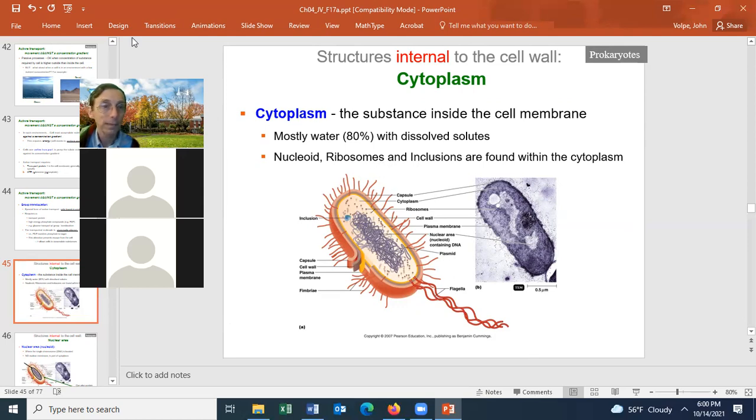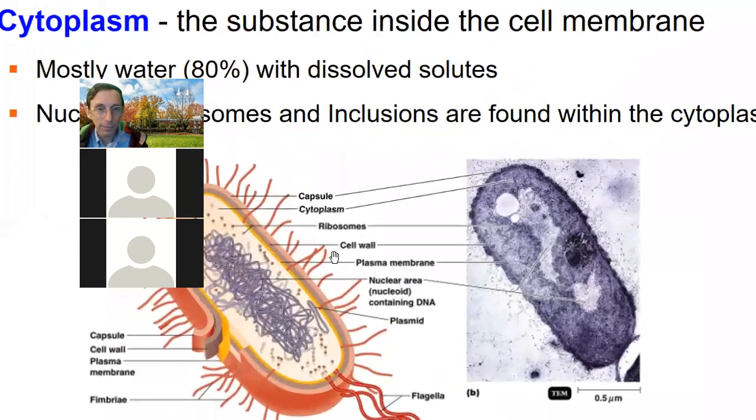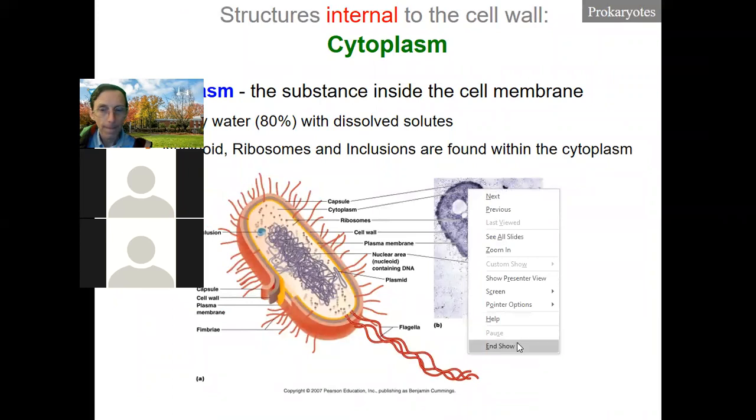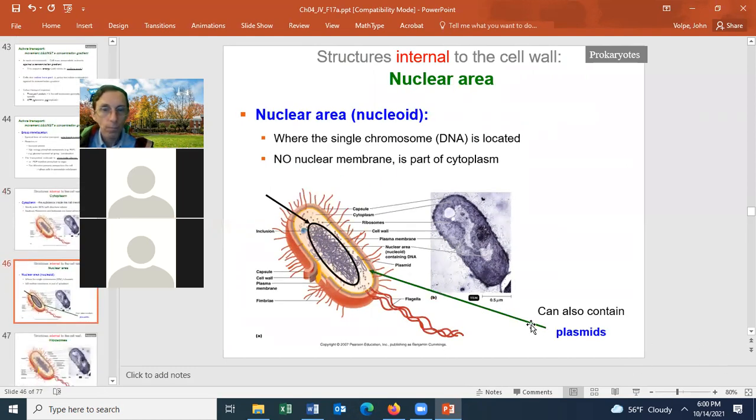Let me see if I can blow that up a little. So here we can see that dot is a ribosome, artist rendition, and you can actually see dots over here for a ribosome. And that's an actual electron microscopic image. Already talked about the nucleoid region. That's where the DNA is located.